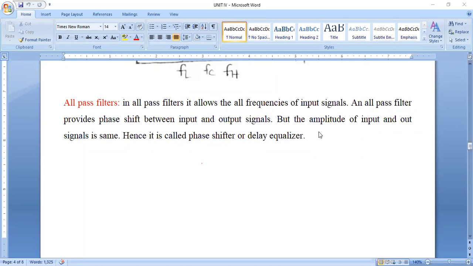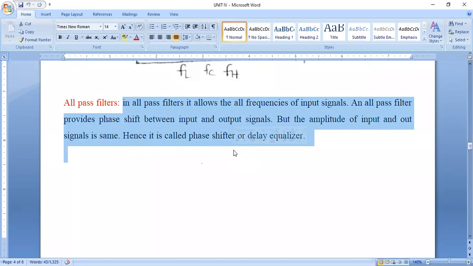It is holding a particular phase shift between the input signal and output signal. But the most important thing is the amplitude. The amplitude of the input signal and the amplitude of the output signal have to be the same. Only when they are the same will the filter allow the frequency range to pass through it.